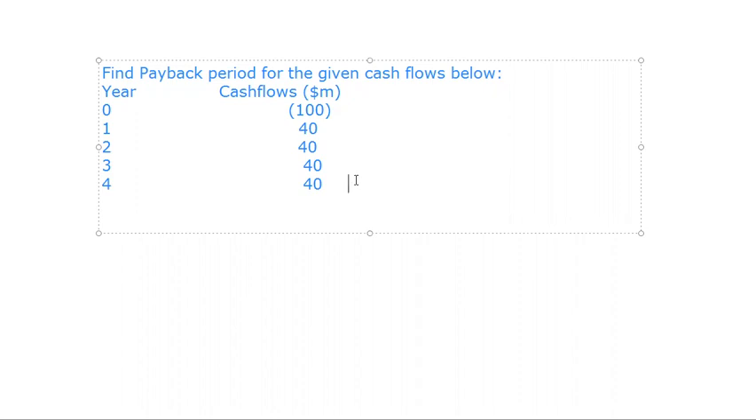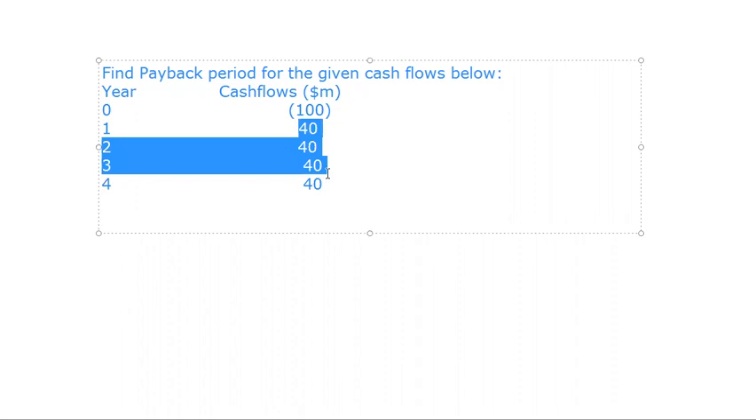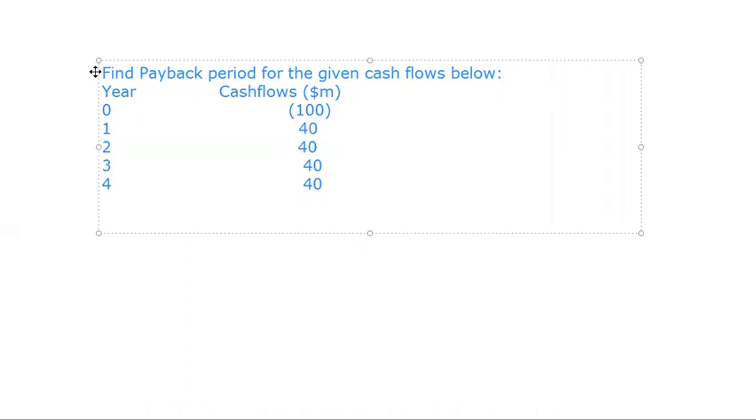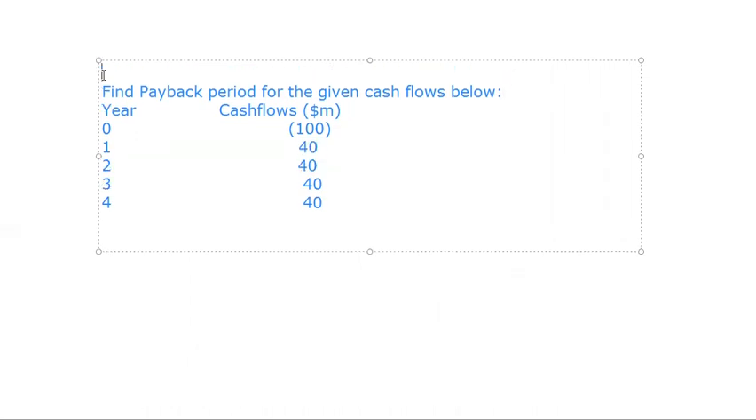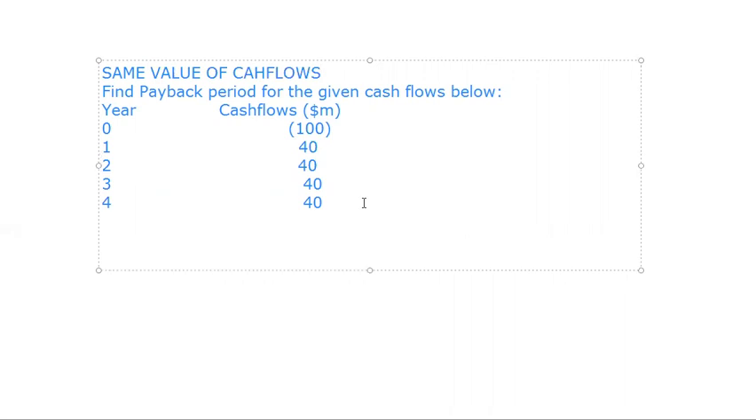In the previous sessions, we explained how to compute payback period in case of different cash flows. And right now, we are just going to take a look at computing payback period using the same value of cash flows each period. This way, it becomes very, very simple. There is no way of accumulating the cash flows.